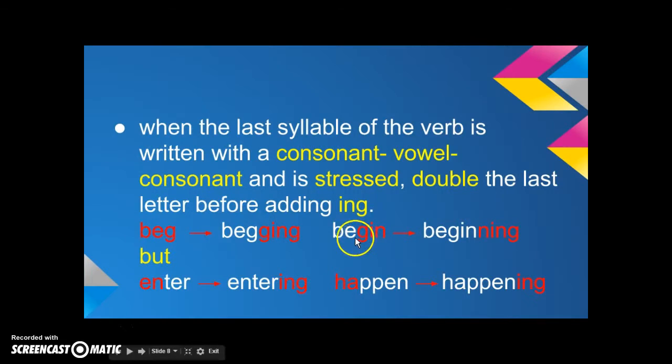And that's how we know that the last syllable is the stressed one, the syllable that we can extend. Again, begin. The last consonant is N, so we double the N and add ing. If we look at the verb enter, it's a different story. In enter, we cannot stress the last syllable, but we can stress the first syllable. That's why we do not double the R, but we just add ing.